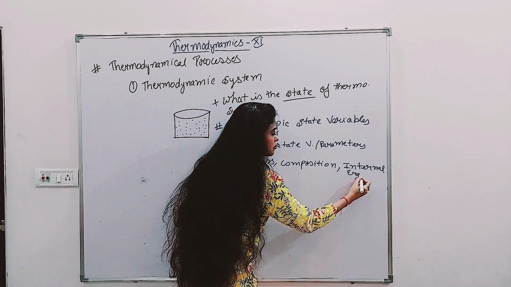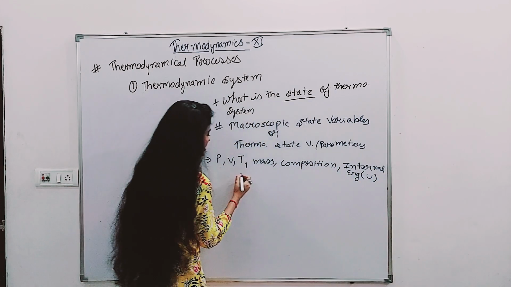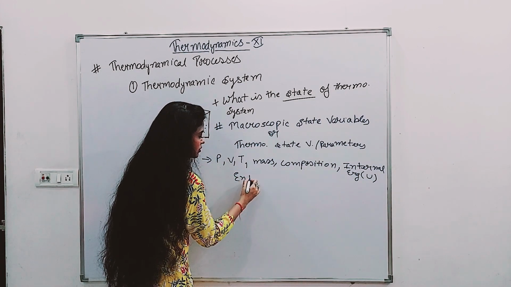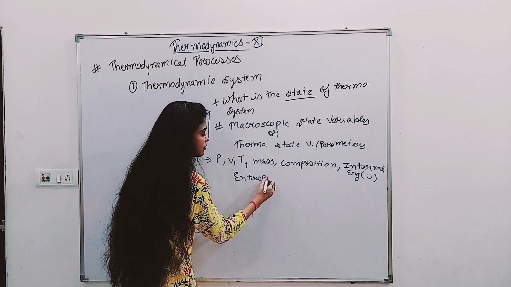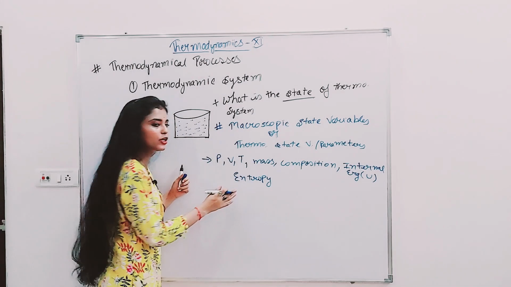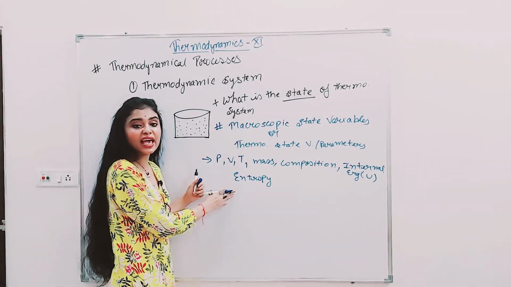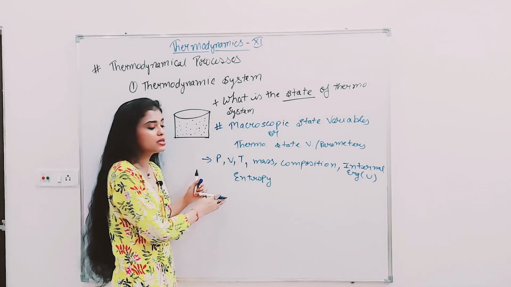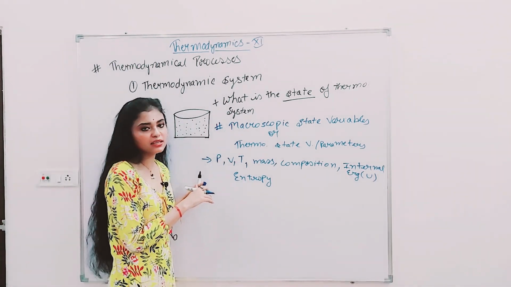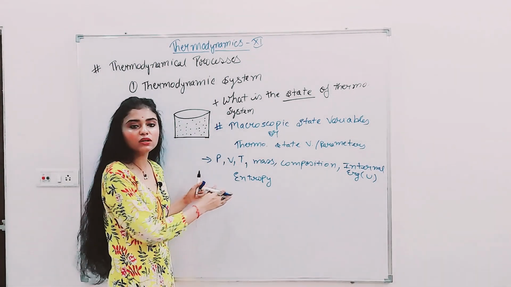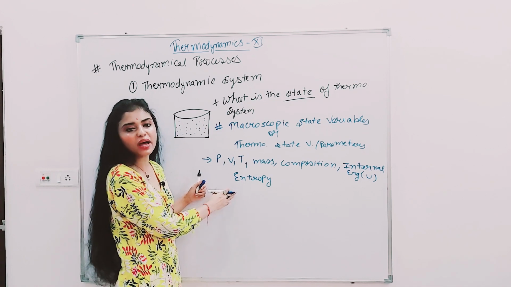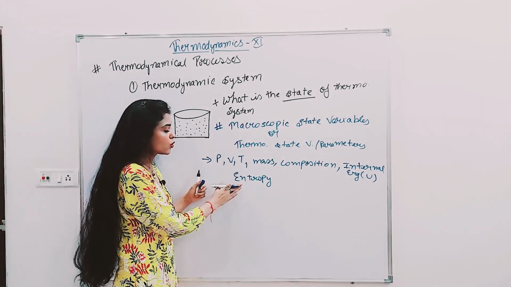It is defined by U, and entropy too. But as I said, we will not be talking about entropy, though it is a macroscopic state variable which is helpful in defining the system. But in this syllabus of class 11th physics in the thermodynamics chapter, we are not going to get introduced to the word entropy, so we will not talk about it.